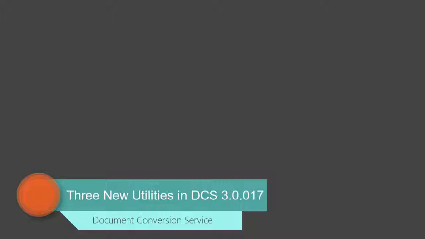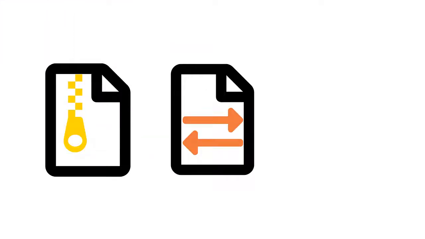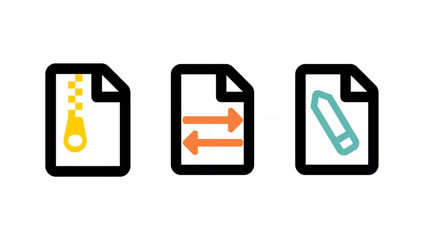In this video, we will review the 3 new utilities added to Document Conversion Service in Release 3.17, which help manage the DCS configuration file, the watch folder configuration file, and DCS conversion profiles. The utilities are DCS Backup and Restore, Configuration Merge, and DCS Editor. We will now show you a tutorial of how to use each tool.